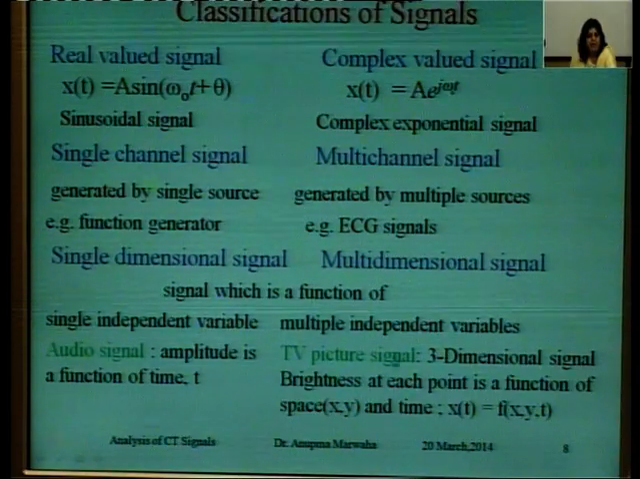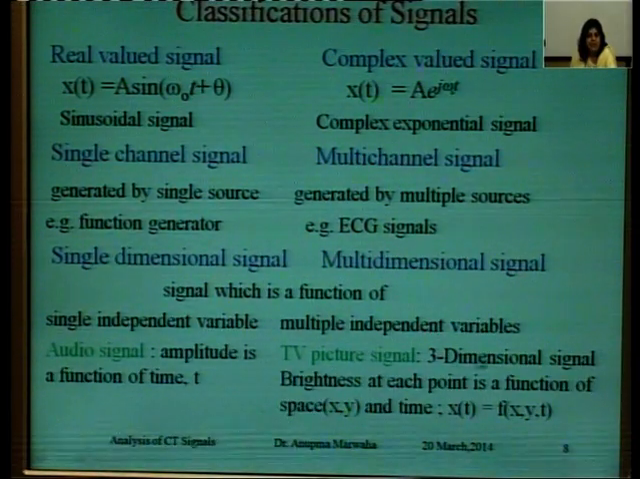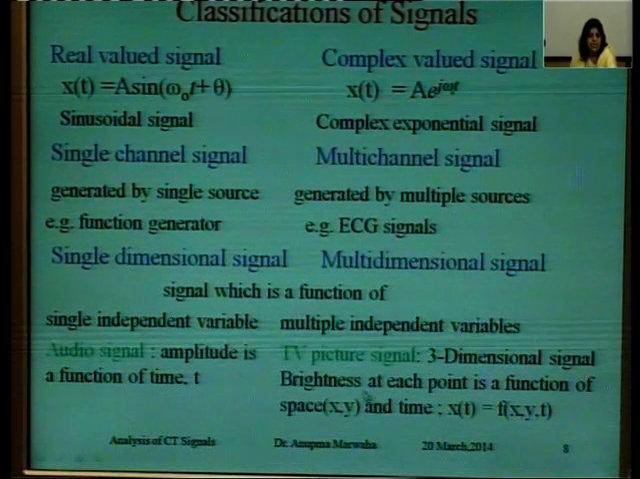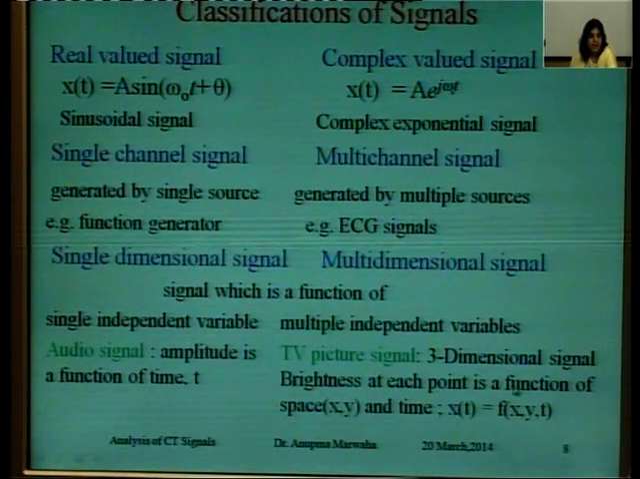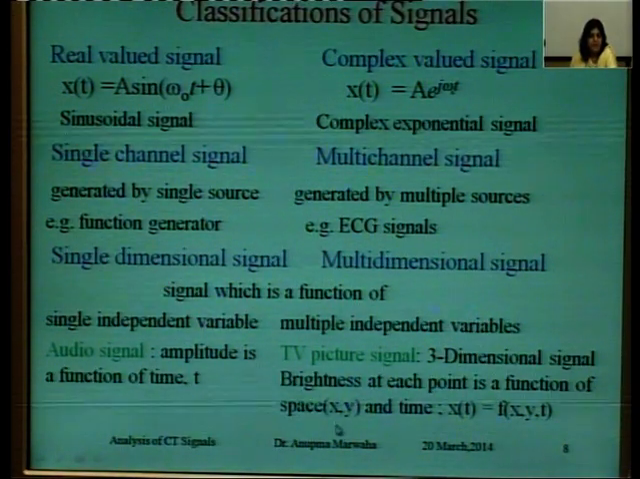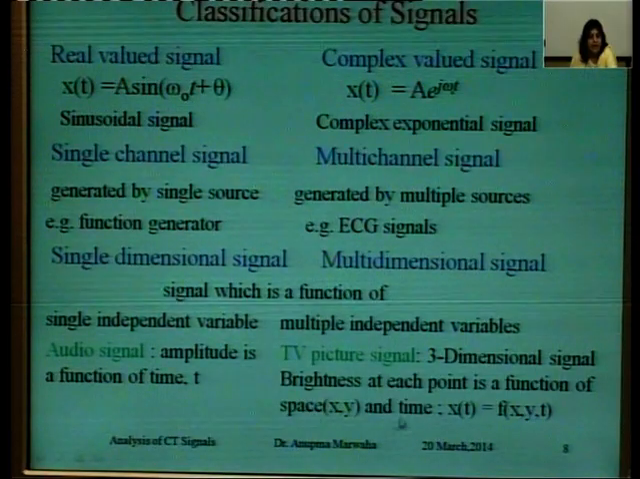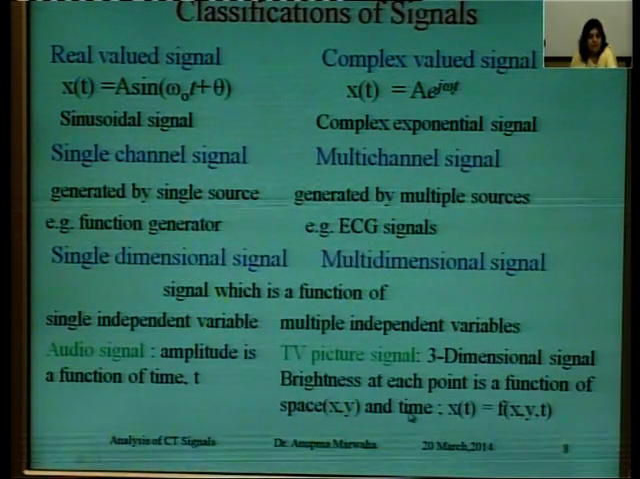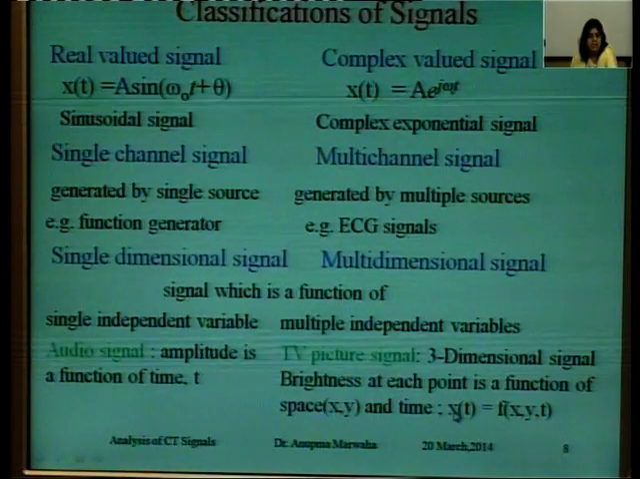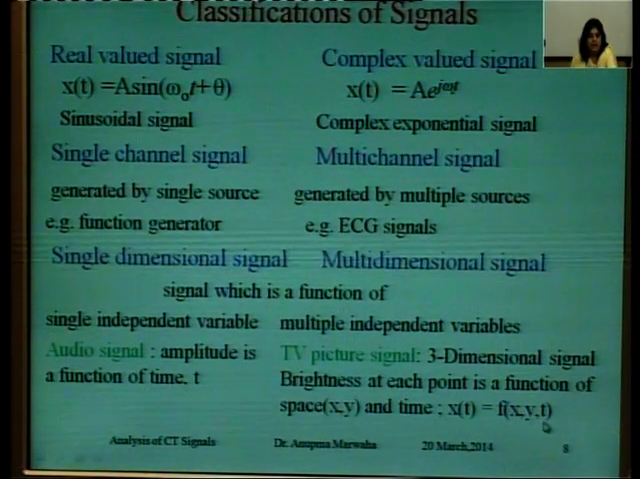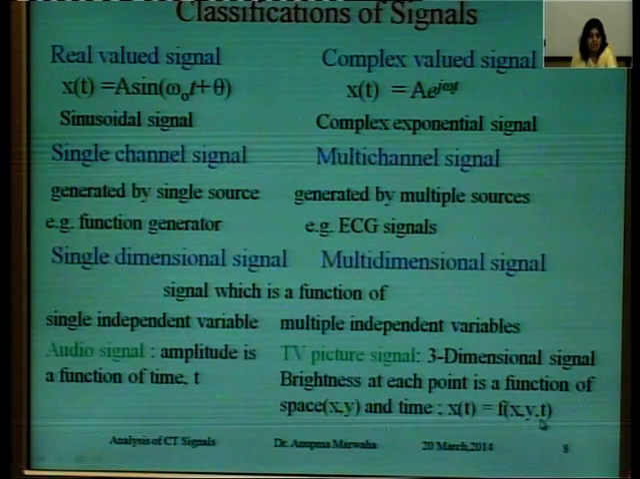For example, we have the television picture signal, which is a 3-dimensional signal in which the brightness at each point is a function of space parameters, that is x and y, and it is also varying as a function of time. So, a picture signal x(t) is a function of x, y and t. So, these are 3 dimensions.